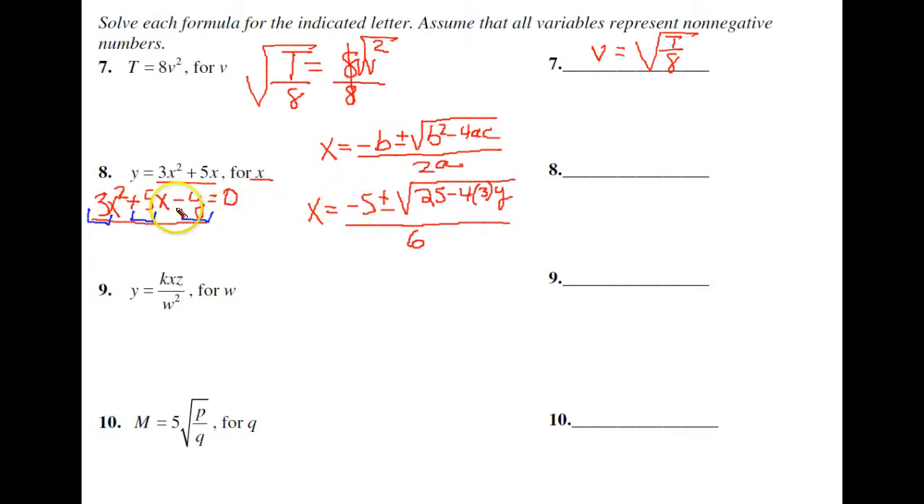So B is a positive 5, so there's a negative in the formula, so this becomes negative 5. Plus or minus B squared is 5 squared, which is 25. And this is going to become a 12, a negative 4 times 12. So my final answer is negative 5 plus or minus the square root of 25 minus 12y all over 6, which is A times 2. And that's what X is. And there's where the quadratic formula came in handily.